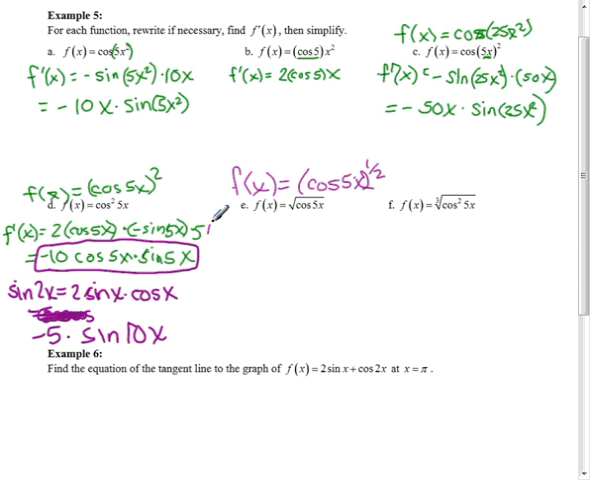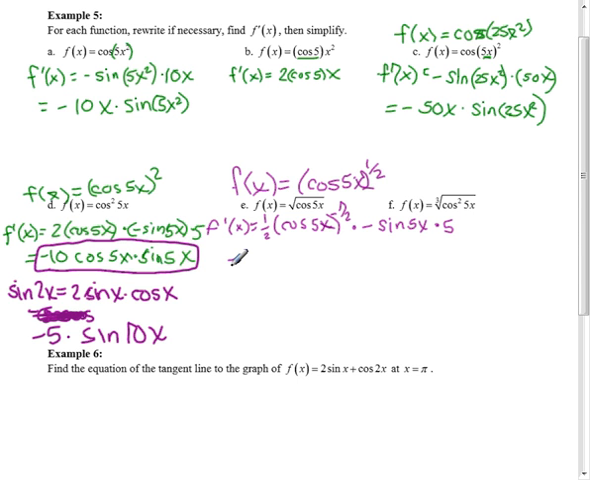Alright, so now when we go to do the derivative, we could use the power rule here. So that would equal 1/2 times that inside function, cosine of 5x, and subtract 1 from the power. So we get negative 1/2. We have to use the chain rule with this one, so the derivative of cosine of 5x would be negative sine of 5x. And we'd also have to multiply it by the derivative of that, which is 5.